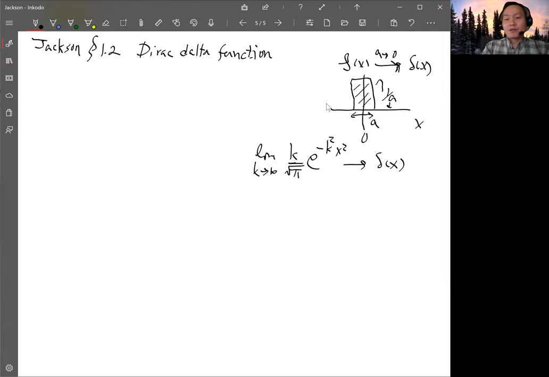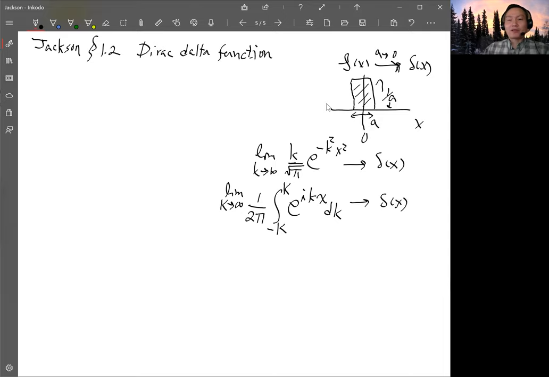There are many more ways, but another common way to do it is integrating a sinusoidal function, the exponential e to the ikx, and integrating over k over a range, say from minus capital K to capital K. Again, you need to normalize it by 1 over 2 pi, and take the limit of capital K going to infinity. Okay, that again returns a delta function.